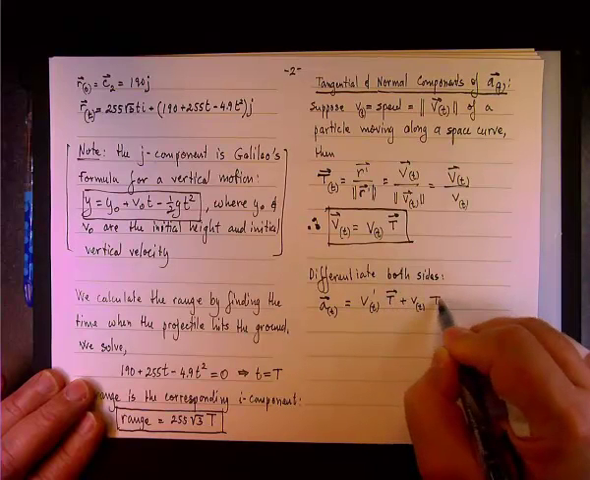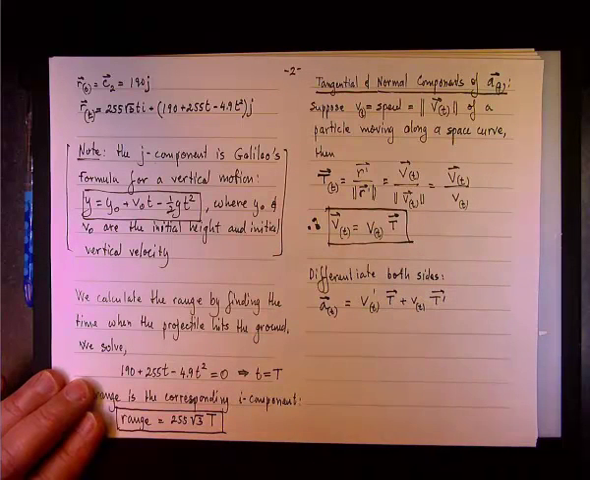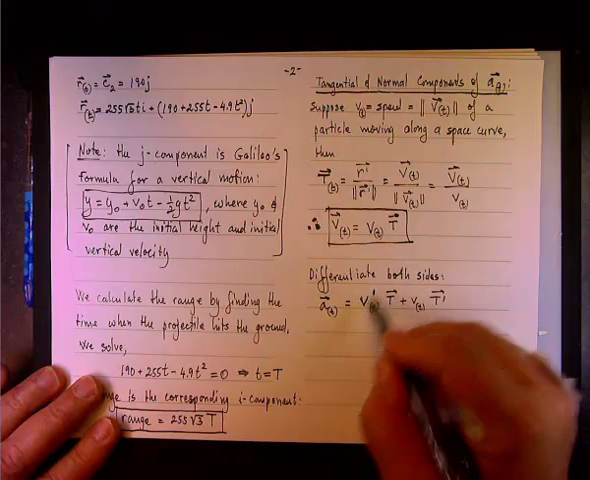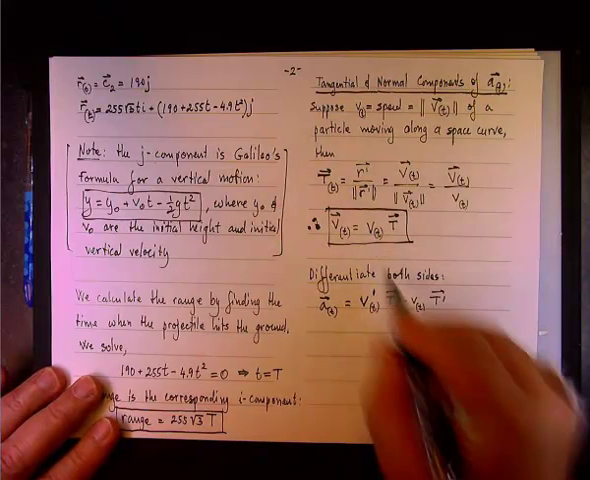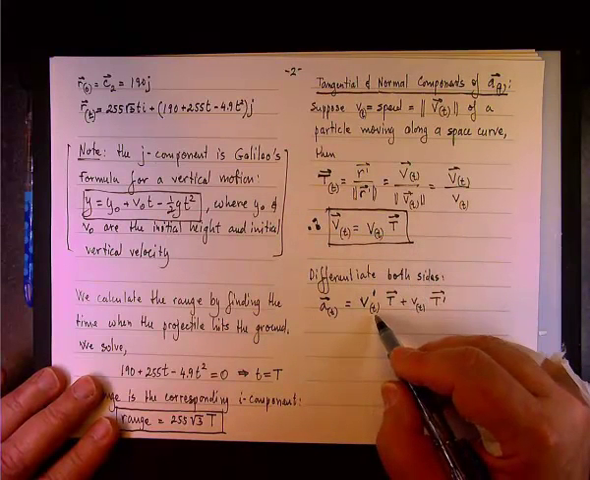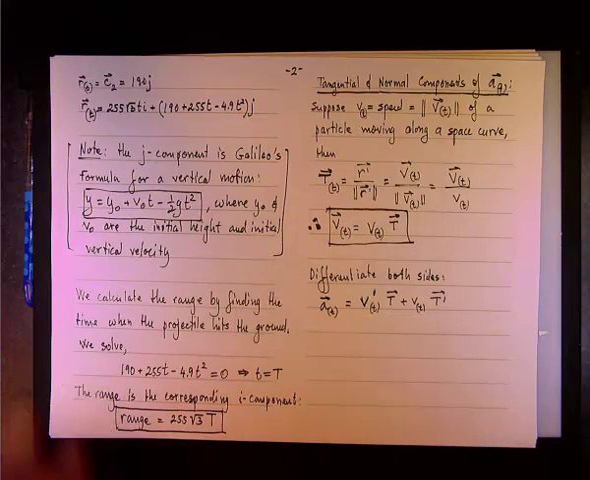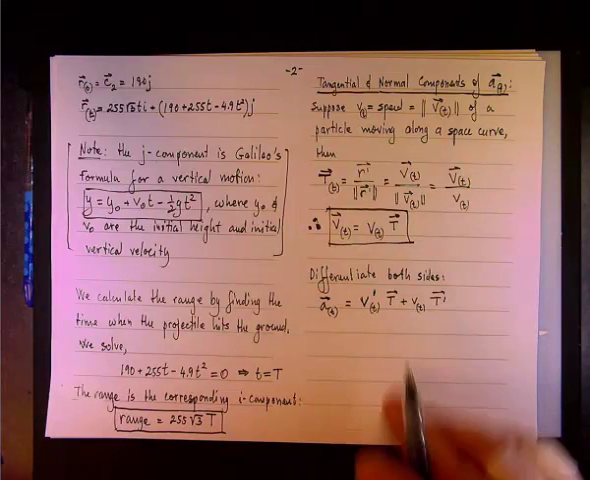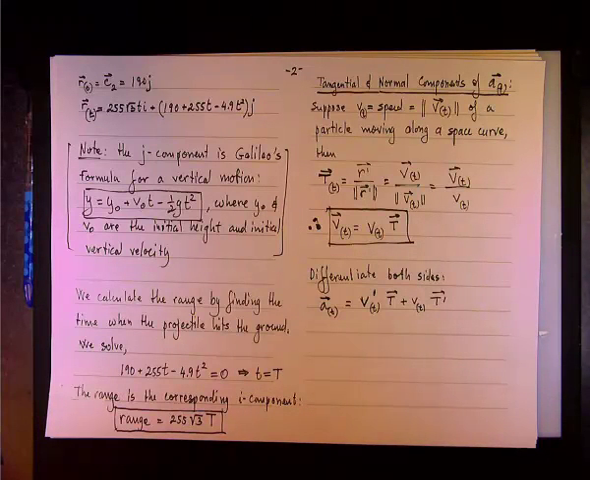So now we're going to take the derivative of both sides because we're interested in acceleration. So we differentiate both sides to get the following. The derivative of V is, of course, A. And we have a product here, so we need to apply the product rule. So it will be V prime of t times the vector T plus V times the derivative of the vector T, like so.